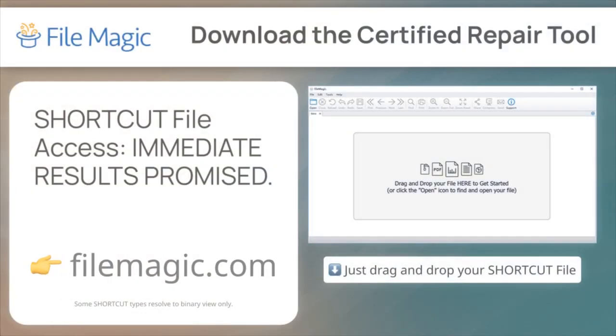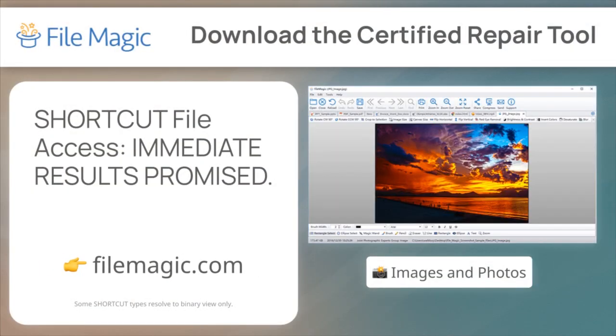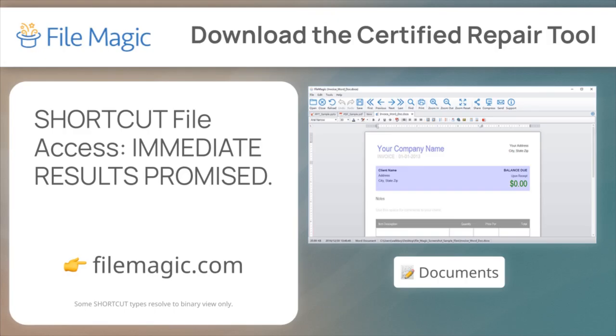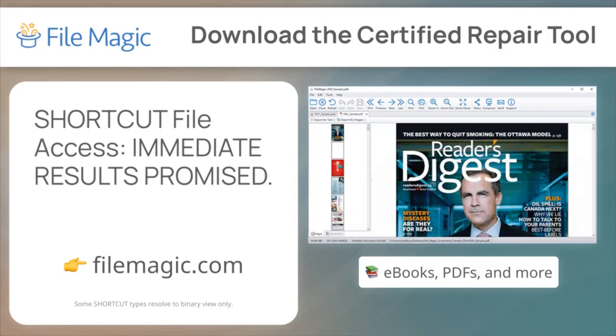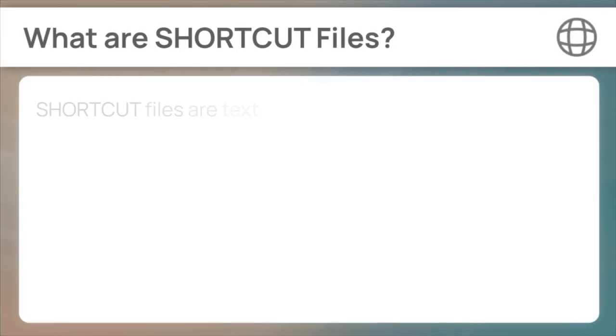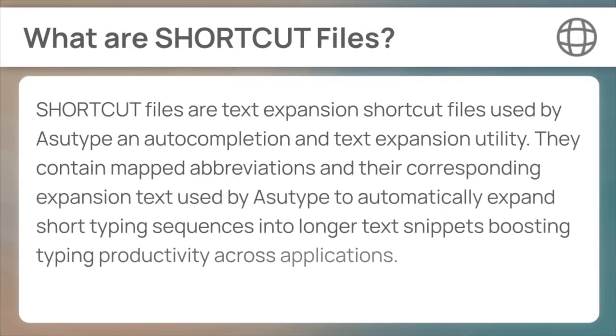I'm saving the most versatile part for last. We're going to rely on one simple but powerful shortcut file inspection tool that is capable of reading and repairing hundreds of file types. Shortcut files are text expansion shortcut files used by Asutype, an autocompletion and text expansion utility.